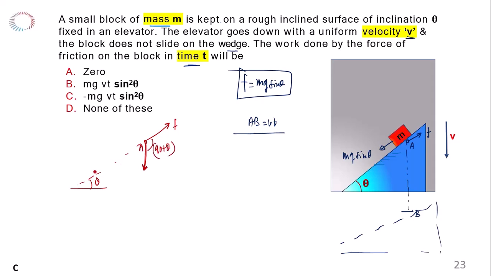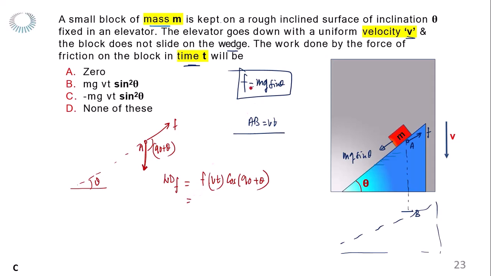Okay. So work done by friction. You are asked to calculate the work done by friction. So work done by friction should be how much? Work done by friction should be equal to F dot S into cos. F is what? Friction. Displacement is how much? Vt into cos of 90 plus theta. Understood? Cos of 90 plus theta.